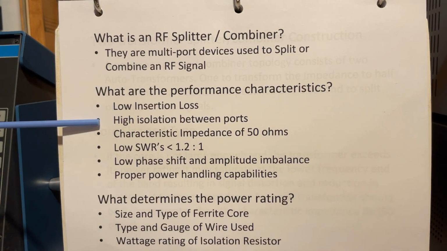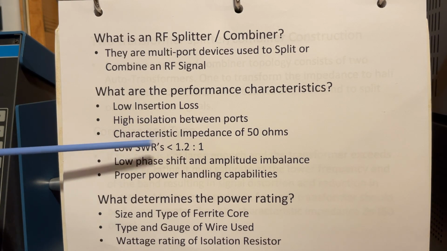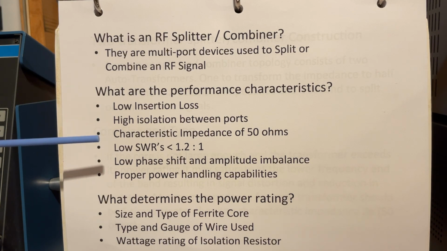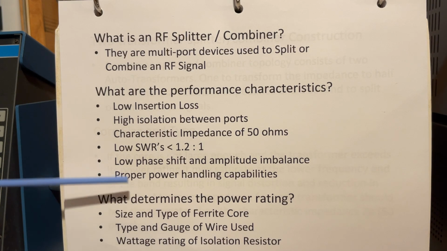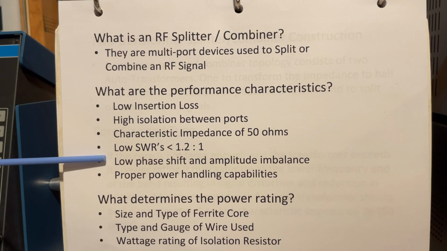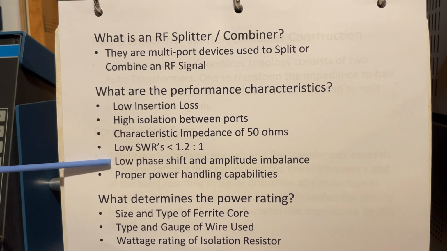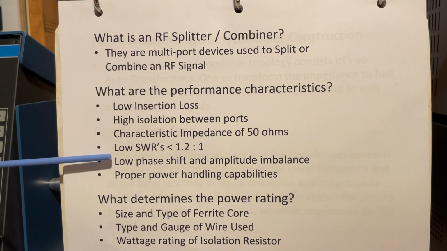We want to have a high amount of isolation between the ports, so we'll be able to measure that as well. A characteristic impedance of 50 ohms. Low SWRs, 1.2 or lower. 1-to-1 is ideal, so we'll try to get as close to that as we can. And then we want to have a low phase shift and amplitude imbalance. So when we're using this, we don't want to have the signals shifted in phase, and we want to have the amplitudes as close to being balanced as possible.